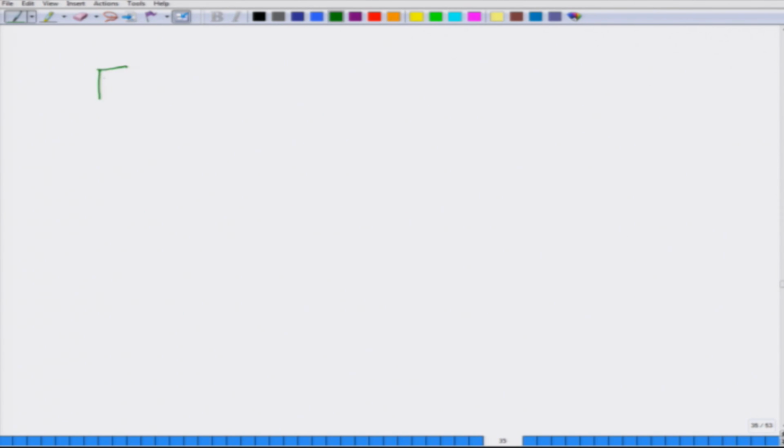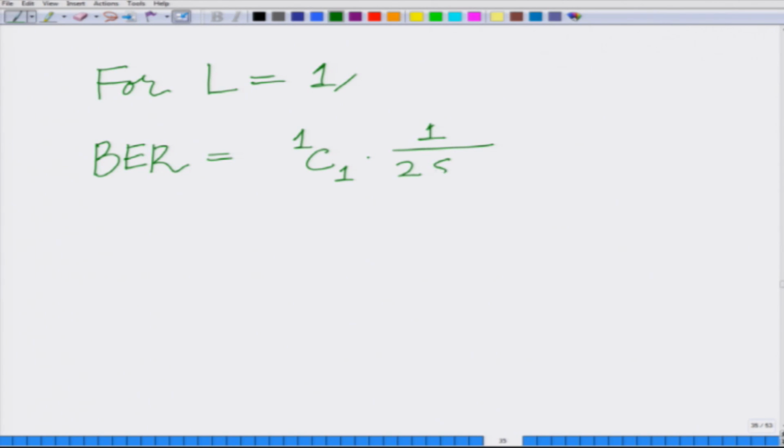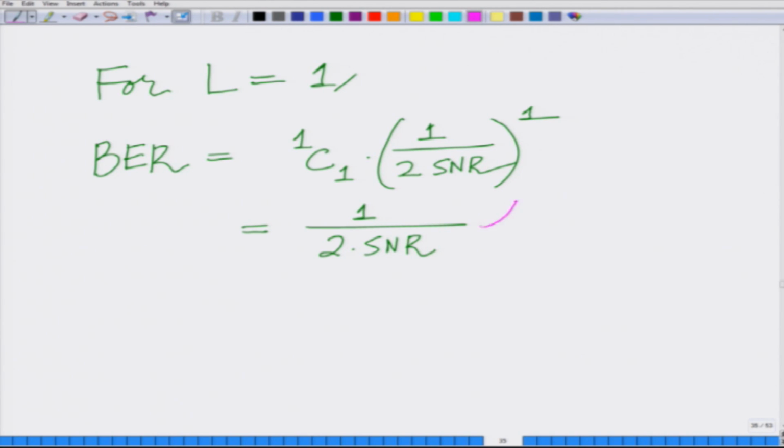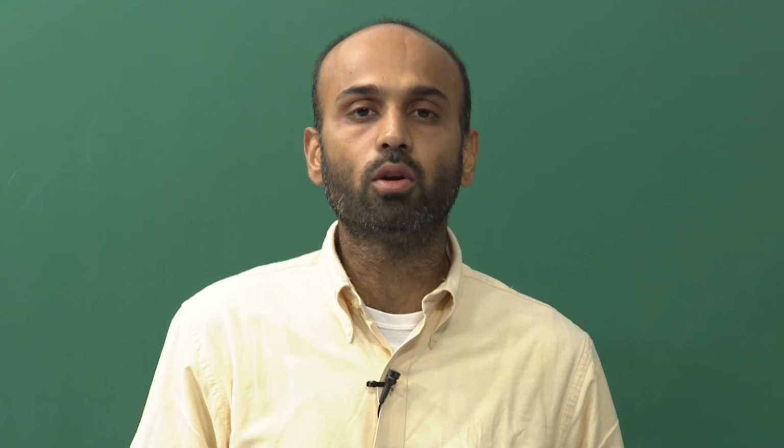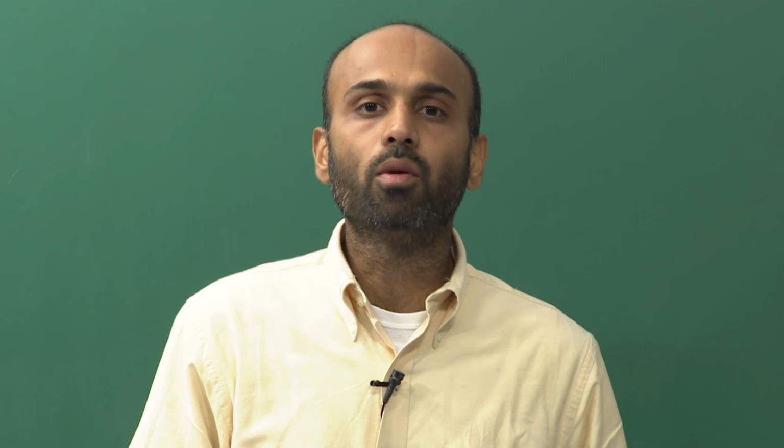Therefore, for L equal to 1, the approximate bit error rate equals 2L minus 1 choose L, that is 1 choose 1, times 1 over 2 SNR raised to the power of 1, which is basically equal to 1 over 2 times SNR, which is indeed proportional to 1 over SNR, as we had seen before. That is, for L equal to 1 antenna, the bit error rate is approximately 1 over 2 times SNR, which is decreasing as 1 over SNR, and this is a very slow decrease of the bit error rate with respect to SNR as we had seen earlier.